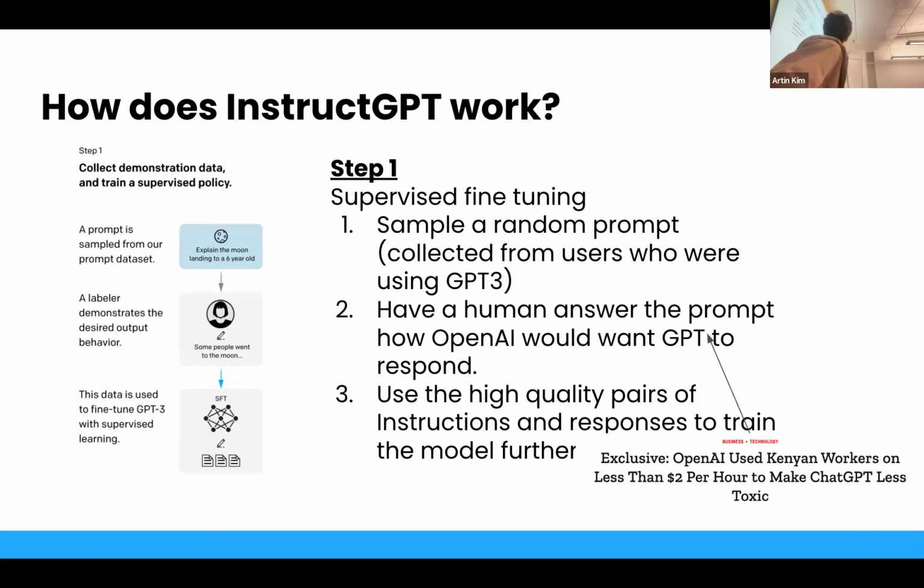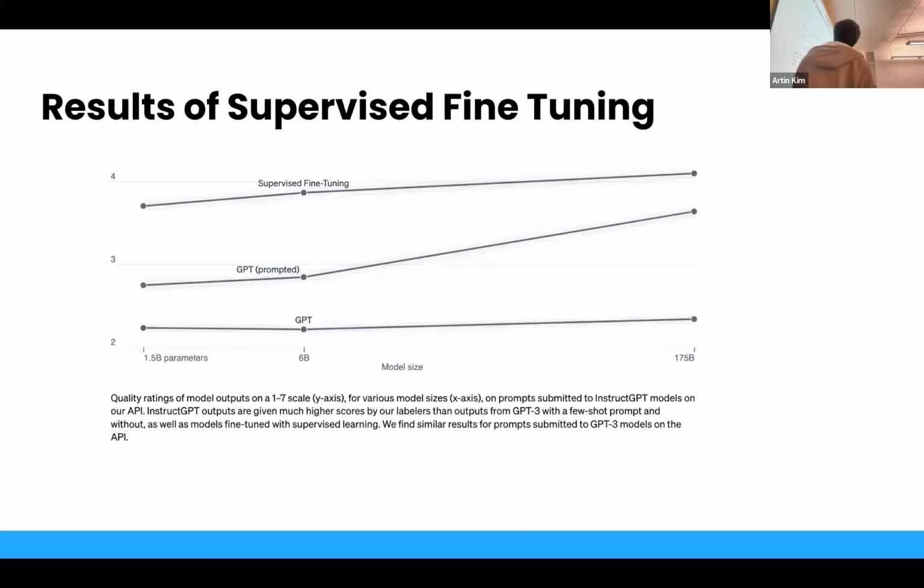Also, they paid Kenyan laborers like $2 an hour, and a lot of legal practices, to get this training data of people annotating. Anyways, this does way better. This is what we call supervised fine-tuning, which is just having people write down the answers.